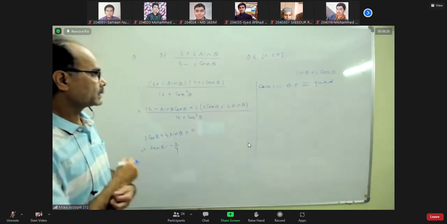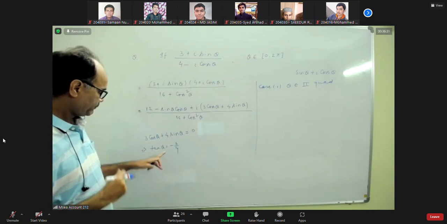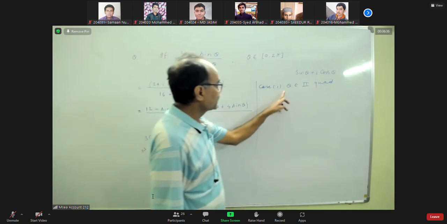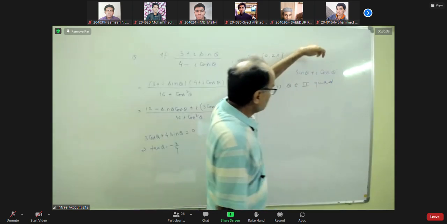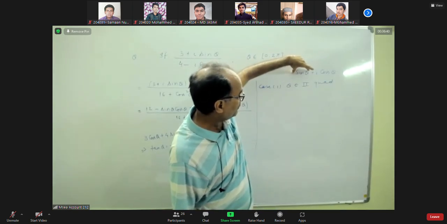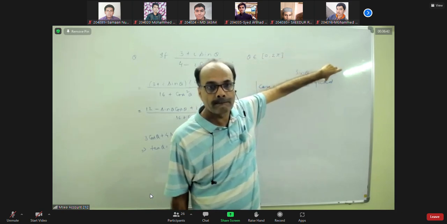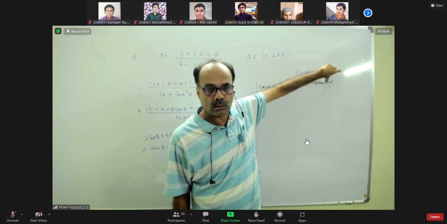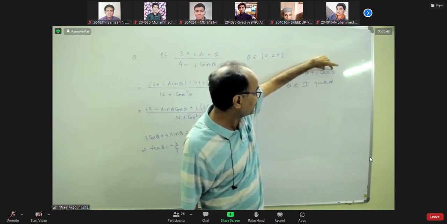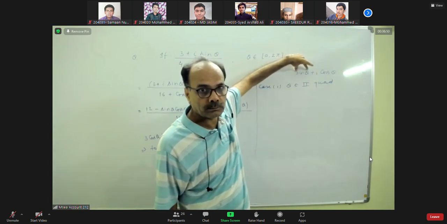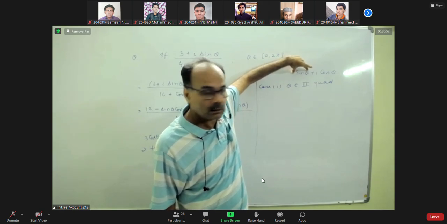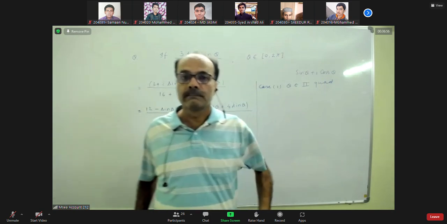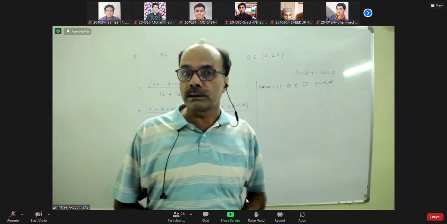Theta is in the second quadrant. Then theta is negative, it can be in the second or third. If theta is in the second quadrant, think of this in the form a plus ib. Then cos theta is negative, sin theta is a, cos theta is b. So a is positive, b is negative.